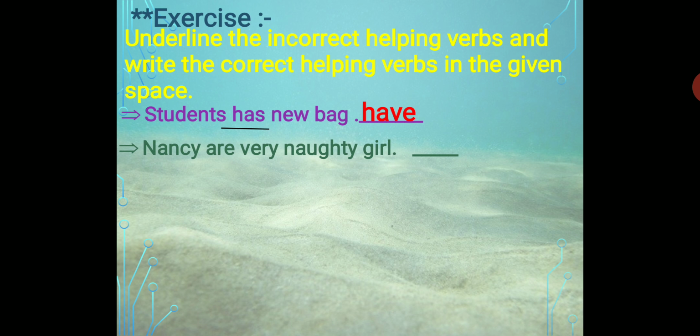Next is Nancy are very naughty girl. Nancy represents only one noun. So is it possible that for one noun we use are? It is wrong. So are is the wrong helping verb. What will be the answer? Yes, Nancy is only one noun, so we use is. Nancy is very naughty girl.